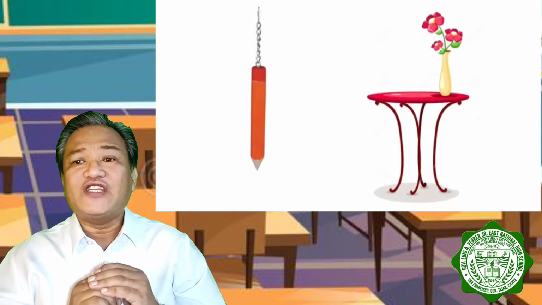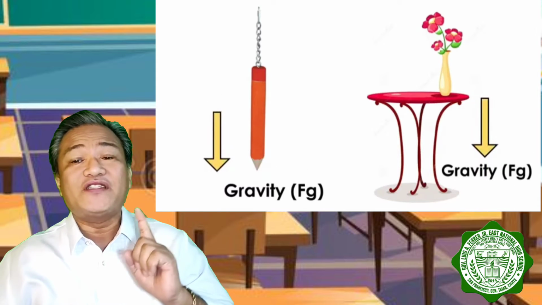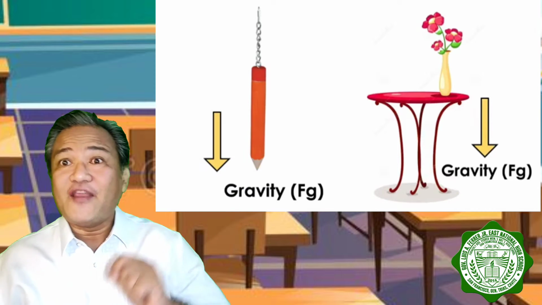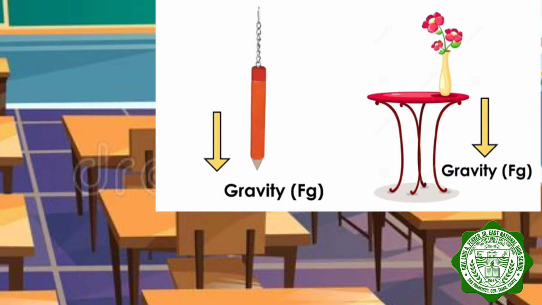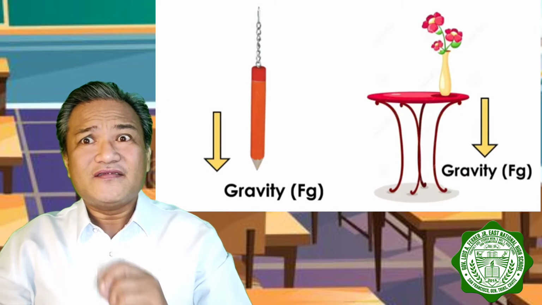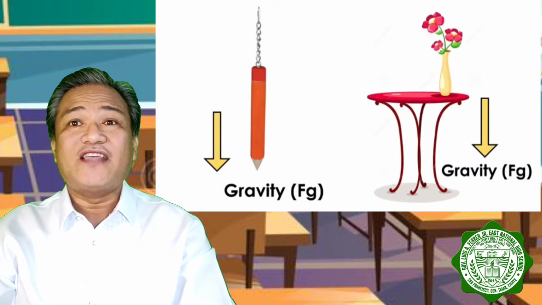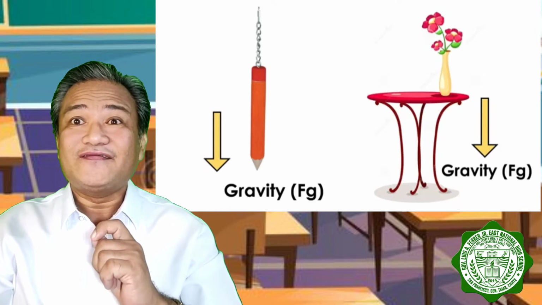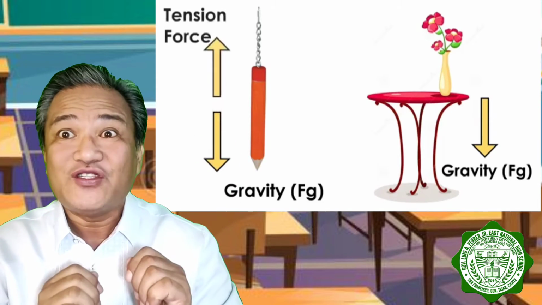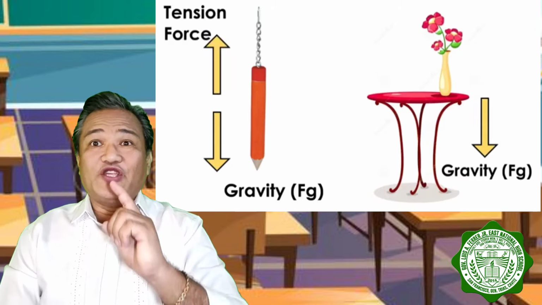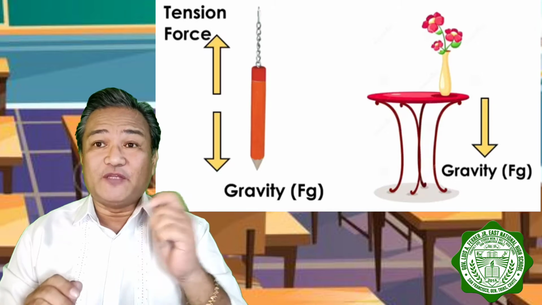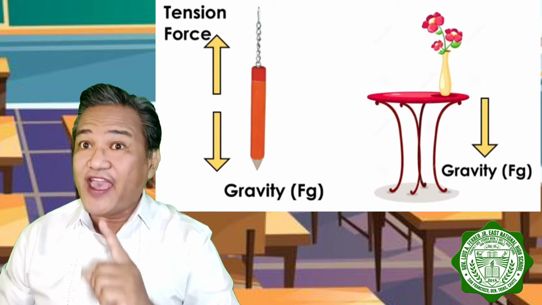We have learned that all objects fall because gravity pulls on them towards the center of the earth. Examine the pictures showing the pen and the flower vase. What makes the pen and the vase stay at rest? The pen stays in place because there is a force that acts on it. This is supplied by the string, which is referred to in physics as tension force. Tension force is the force which is transmitted through string, rope, and wire when it is pulled tight by the force acting at its end.